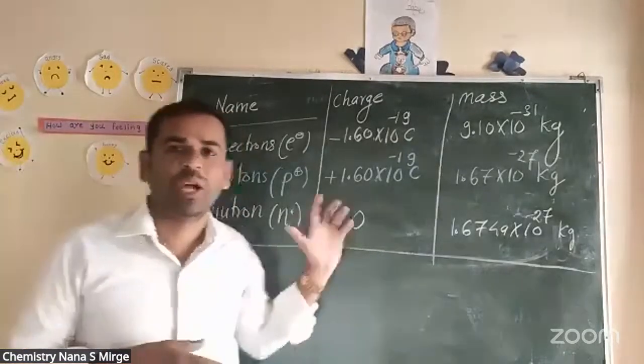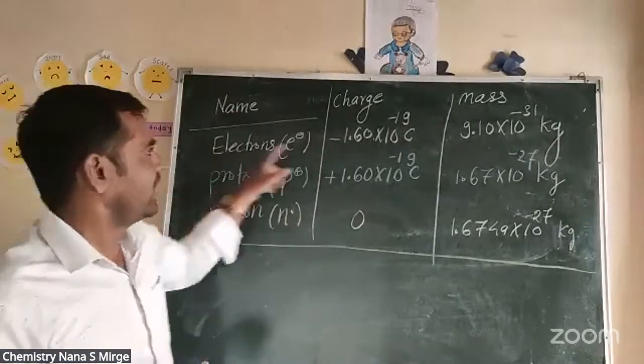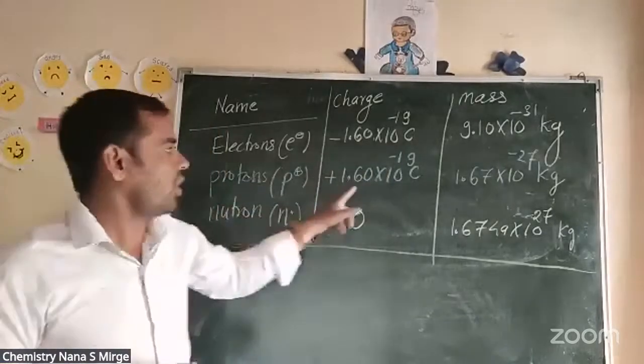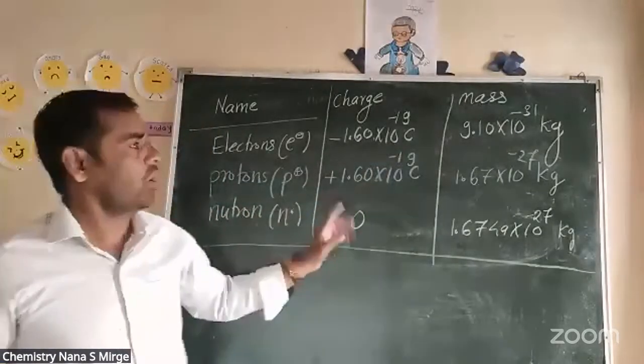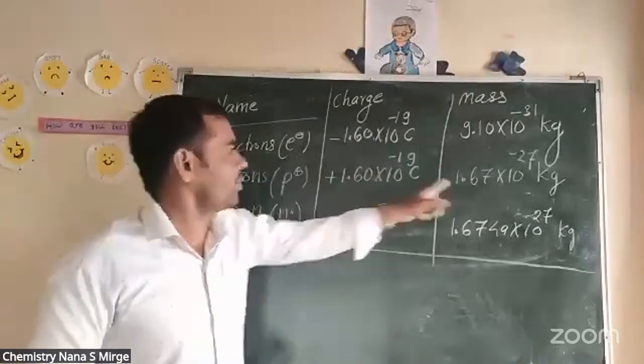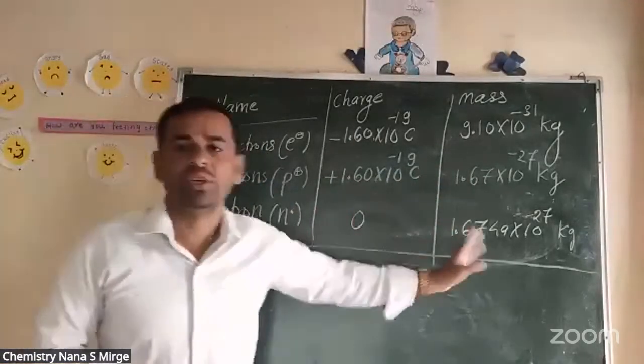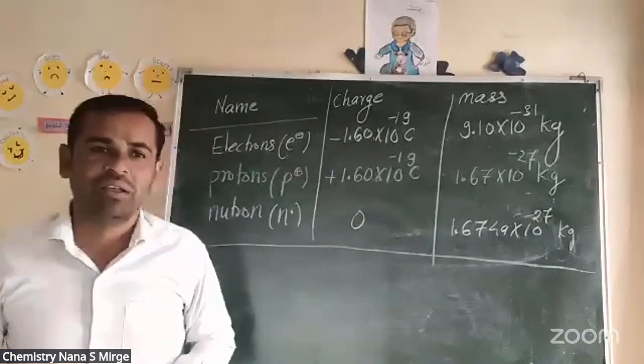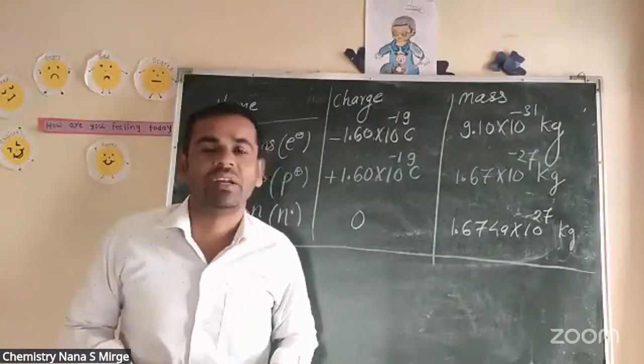Okay, so you can compare the charge on electron, the charge on proton, the charge on neutron, and you can compare mass of electron, mass of proton, mass of neutron. So you can compare it for your convenience.